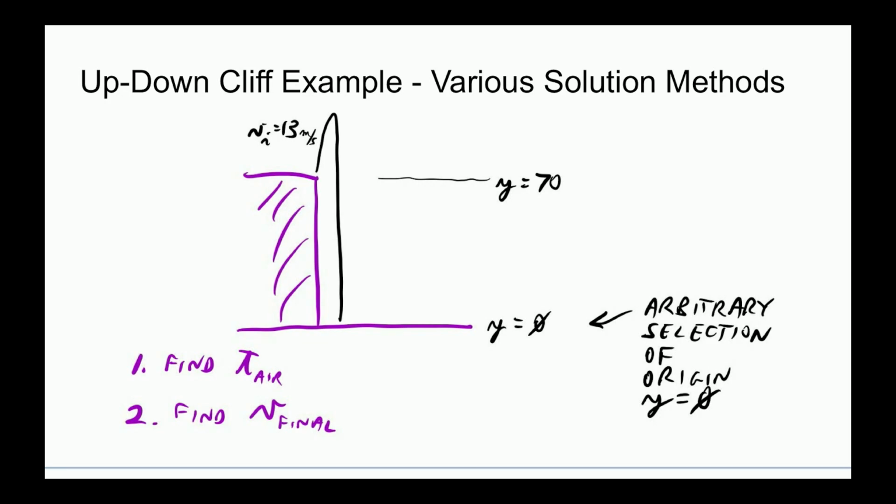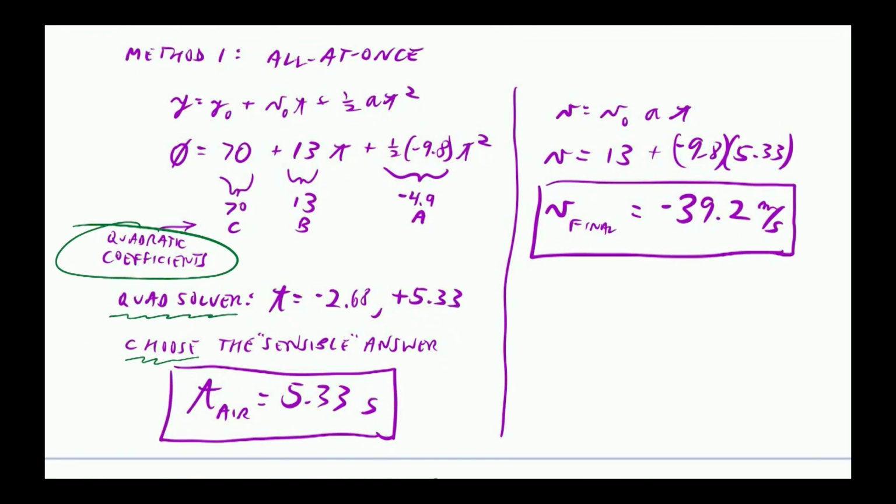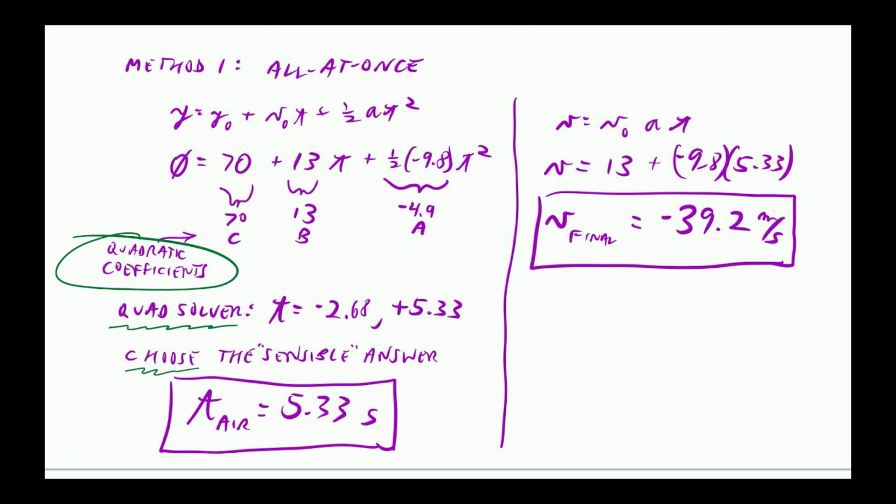I'd like to illustrate that your approach can vary. You might do the whole problem all at once. And if you do it, I'll leave this up on the screen. You can see that I solved the quadratic formula first with the appropriate coefficients, and I found the time in air. Then using that information, I was able to find the final velocity. Notice that the quad solver creates two roots. You're familiar with this now. You pick the one that is obviously correct. In this case, it's the one that has the positive time.